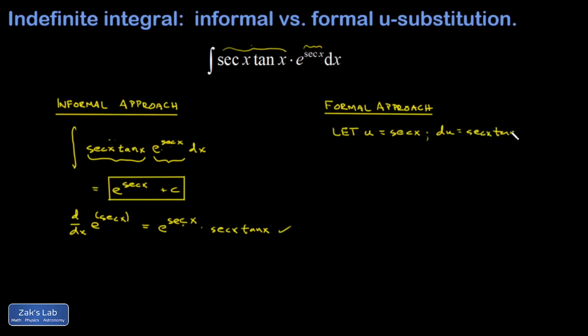And then I take a fresh look at my integral. And I realize the secant tangent dx can just be replaced with a du. And that e to the secant x can be written as e to the u. And I'm ready to guess the antiderivative, which again is just e to the u. And then I replace u with its definition in terms of x, so I have e to the secant x plus c, and we get the same result either way.